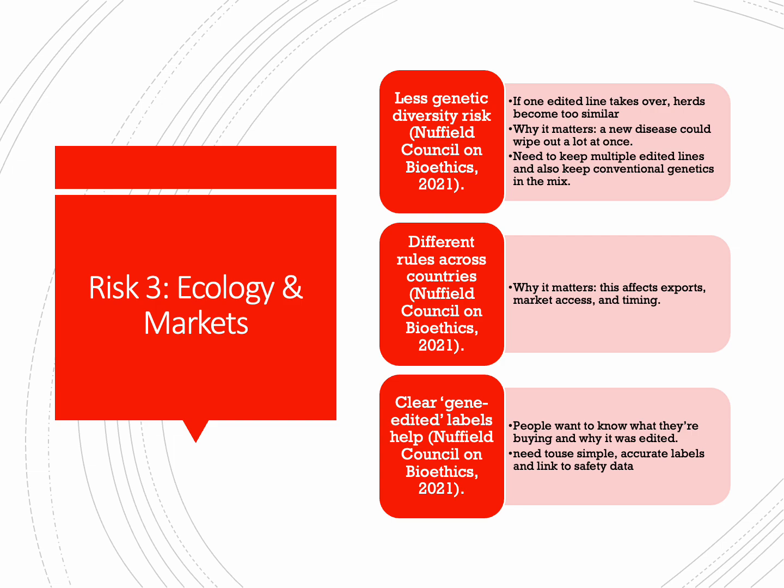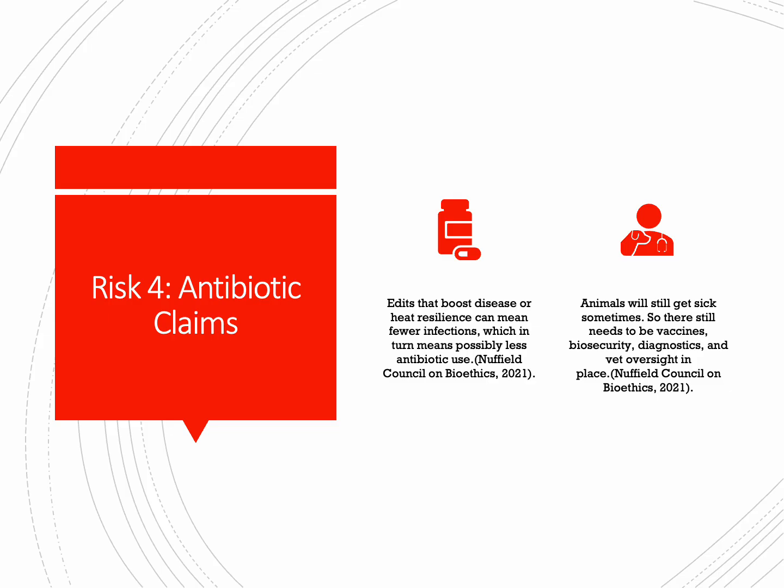And then clear gene-edited labels need to be provided because people want to know what they're buying and why it was edited, which allows them to make an educated choice on the matter. It also is linked to the fact that we need to have access to the safety data as well to make the best choice in the approval. The fourth and final risk I want to touch on is the antibiotic claims.